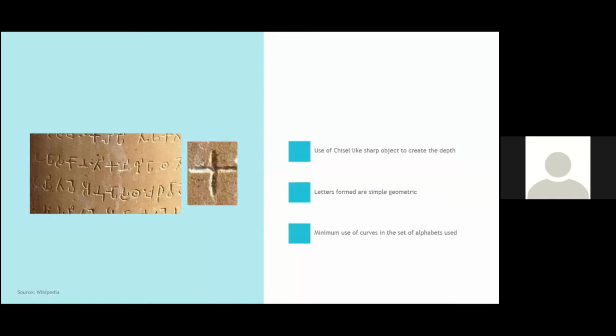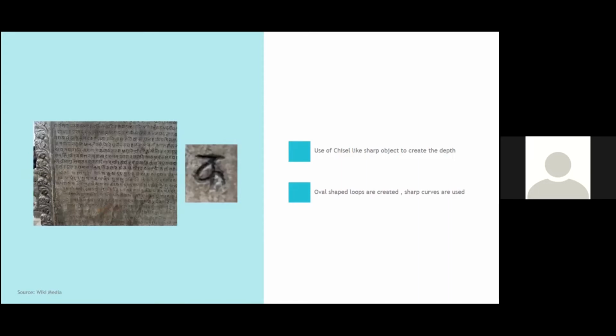Like here, it seems like a sharp chisel-like object was used to carve the letter on the pillar, as the depth formed in the lines is sharp and very pointed. And we can see the letters are simple, geometric, and curves have been used the least. Moving to another example of stone inscription from Swayambhu, which is in Nepal, which again looks sharp and clear and has a very clear depth. Again, a chisel-like sharp object might have been used for inscribing the text.